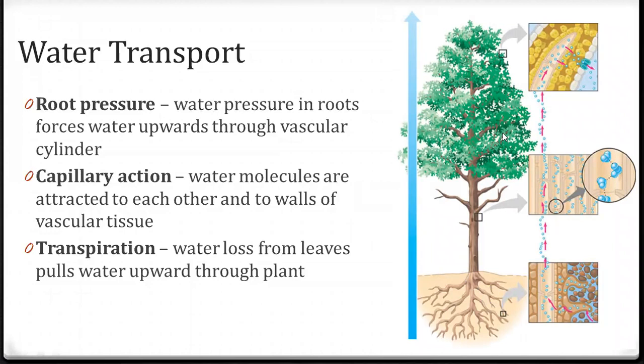Transpiration is when water is lost from the leaves. So transpiration also pulls the water upward through the plant so it can release water from the leaves.